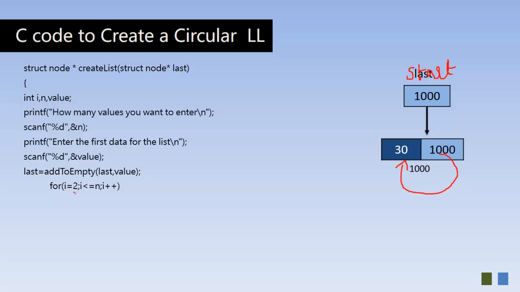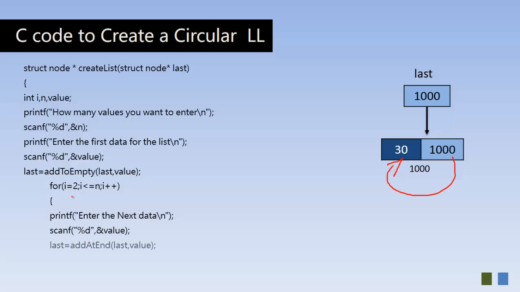I initialized i with 2 because one node is already created. I'll start from 2 and I will keep going until i is less than or equal to n, because I have to create n number of nodes and I've already created one node here which is currently pointing to itself, and I want to create n minus 1 nodes. For that I'm initializing i with 2. Okay, now I'll ask the user to enter the next data and I'll store that in value.